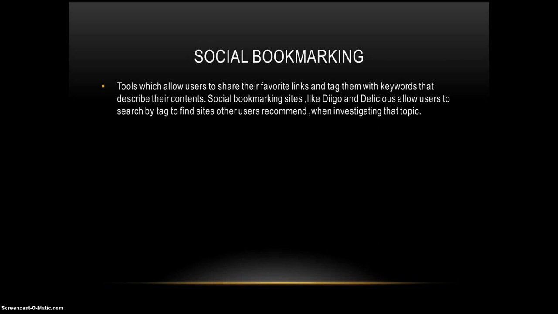Social bookmarking. Tools which allow users to share their favorite links and tag them with keywords that describe their contents. Social bookmarking sites like Diigo and Delicious allow users to search and tag to find sites other users recommend when investigating that topic.